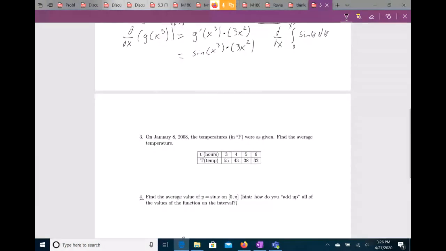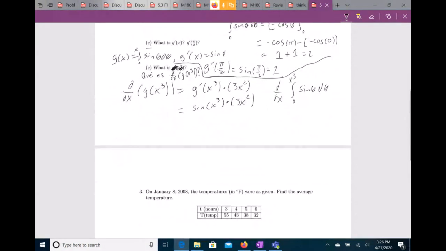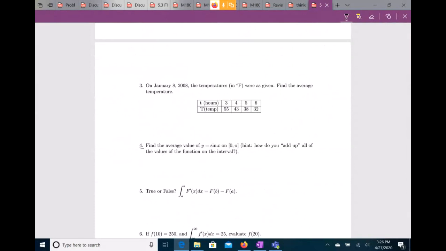Okay, so we found out from question two, we know that the integral from 0 to pi of sine theta d theta evaluates to 2.